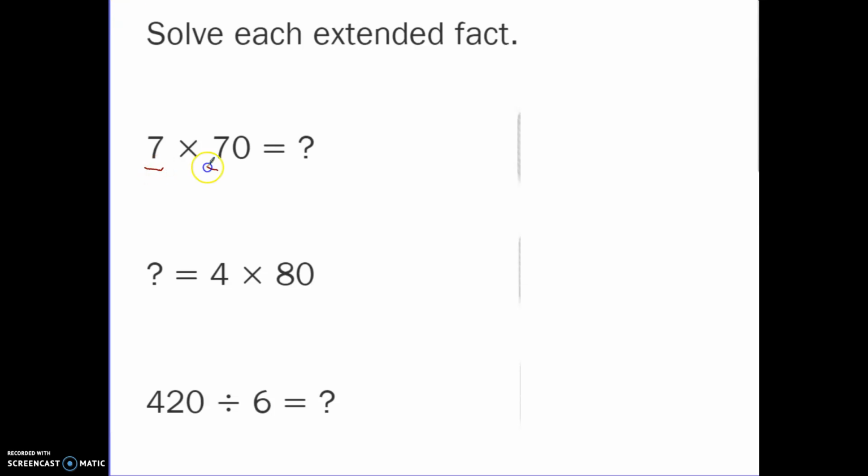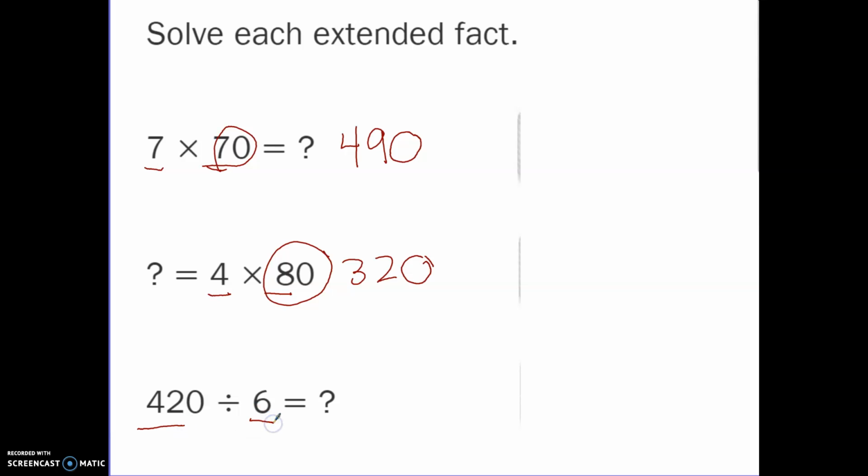All right, 7 times 7 is 49, but this is 7 times 70. I need to put in the 0 to represent that I'm multiplying by a 10. My answer is 490. 4 times 8 is 32. But again, I'm multiplying by a multiple of 10, so I need to put the 0 at the end. And I've got 320. 420 divided by 6. Think of 42 divided by 6, which is 7. But this is 420 divided by 6, so I need to add on that 0, and my answer is 70.